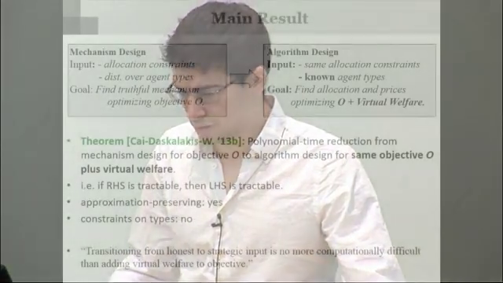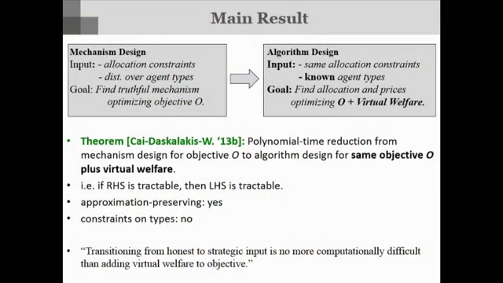Okay. So, as I told you, the main result is this black box reduction. It's a polytime reduction from the mechanism design problem for any objective that you want to optimize to the algorithm design problem for that same objective plus virtual welfare. Okay? So what that means is that in this picture, whenever the right-hand side, this algorithm design problem, is tractable, then so is the mechanism design problem that's on the left.